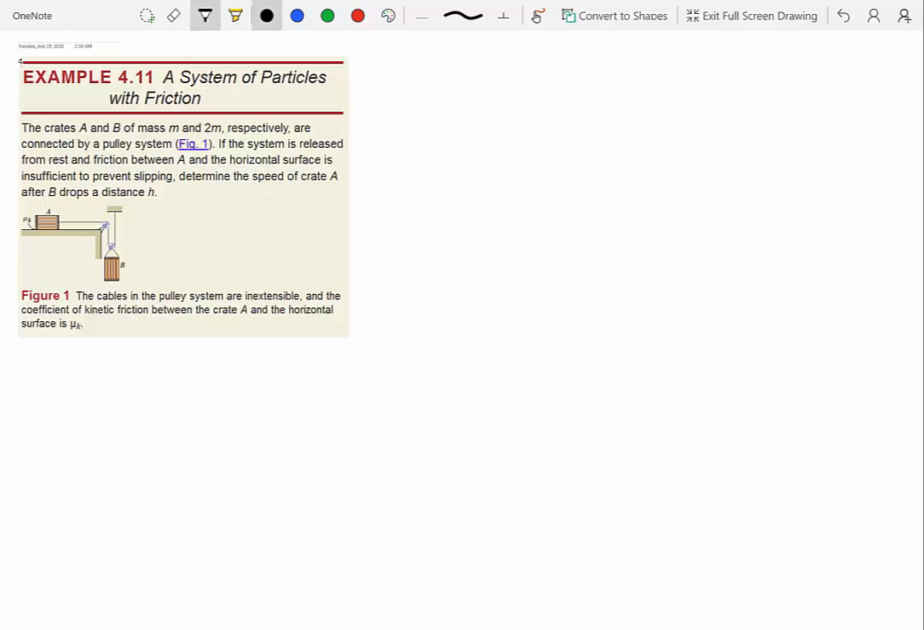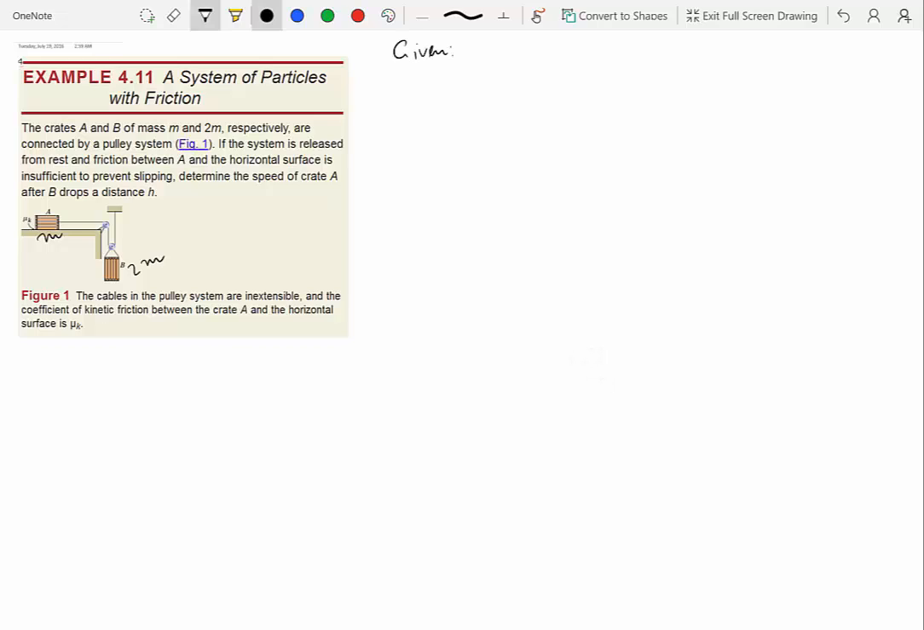Now let's do a problem where we have a system of particles. So this is example 4.11, where we have two particles A and B, and the problem says the crates A and B of mass m and 2m respectively are connected by a pulley system. So this is of mass m, this is mass 2m. If the system is released from rest, which means that initially the velocity of both A and B would be 0.